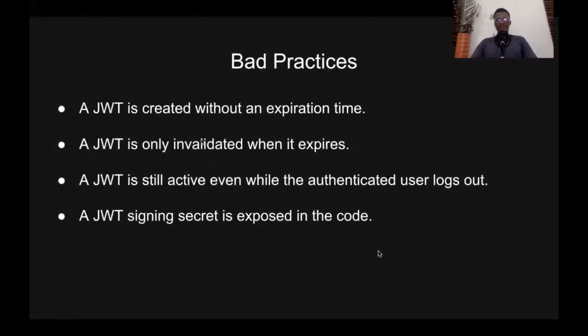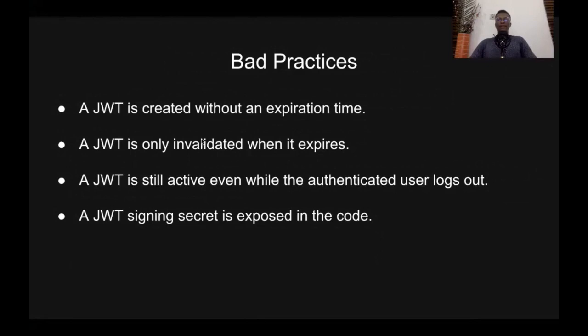Now, these are some of the bad practices I used when creating JWT. One of which is a JWT is created without expiration. So it's very easy to jump onto the bandwagon of creating JWTs, and you don't know what to do with it after. You don't know how to invalidate it. You don't know how to make it invalid at a particular time, not really after it expires. So the next point is a JWT is only invalidated when it expires, right?